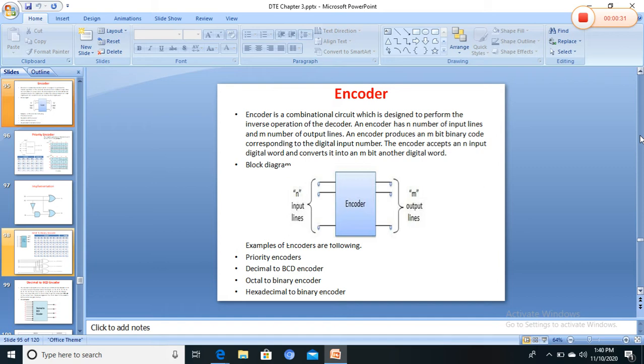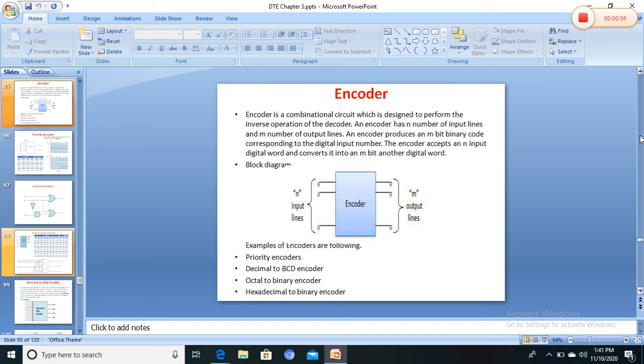In this encoder, there are n inputs that accept n digital words and convert them into another digital word of m bits. For example, a BCD number is applied at the input and it can be converted into a binary number at the output. The internal combinational circuit of the encoder is designed accordingly.